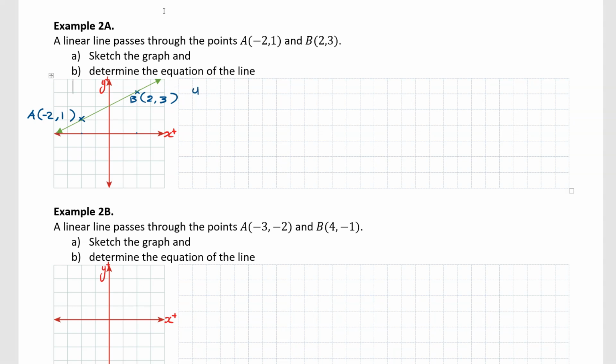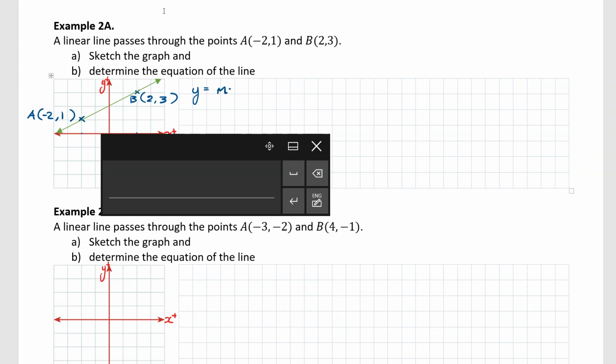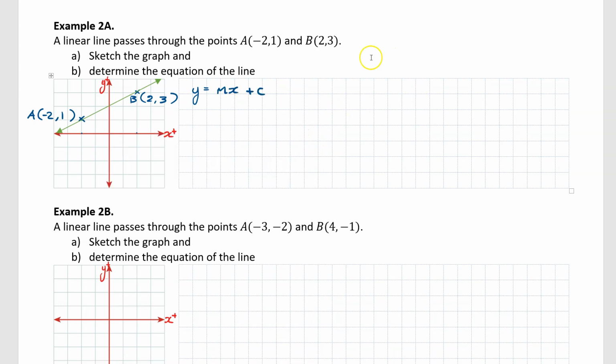Okay, now that we've got that graphed, we want to try and get it in the form of y equals mx plus c, where m represents our gradient and c represents our y-intercept. Now, firstly, to calculate the gradient, we have to use the gradient formula of m equals rise over run, or more easily put, y2 minus y1 over x2 minus x1.